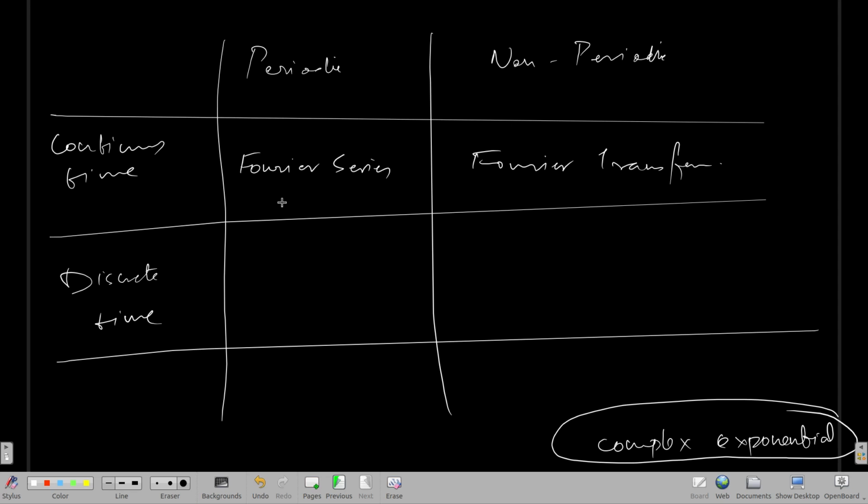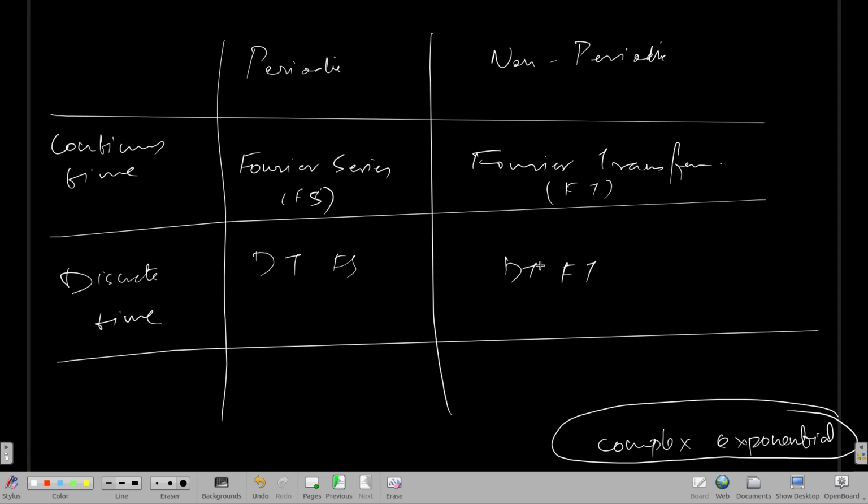And we have discrete time. Let's call this Fourier series, Fourier transform. We have discrete time Fourier series for discrete time periodic signals. And we have discrete time Fourier transform for discrete time non-periodic signals, right?